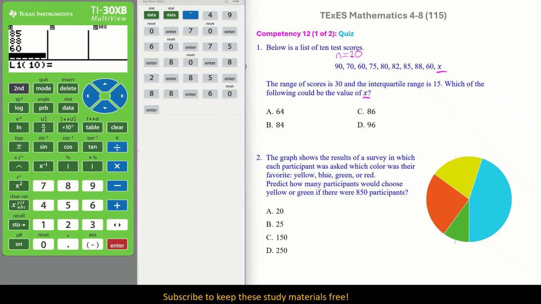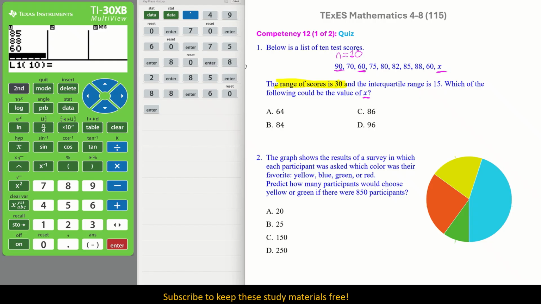Now, this isn't a TI-84, so we're going to have to be a little creative. The first thing that I'm going to note is this. They gave me the range. So let's look at my list. The range is the largest minus the smallest of the values, and it should give me 30. Thinking this out very quickly, I see my largest is actually 90, and the least is 60.